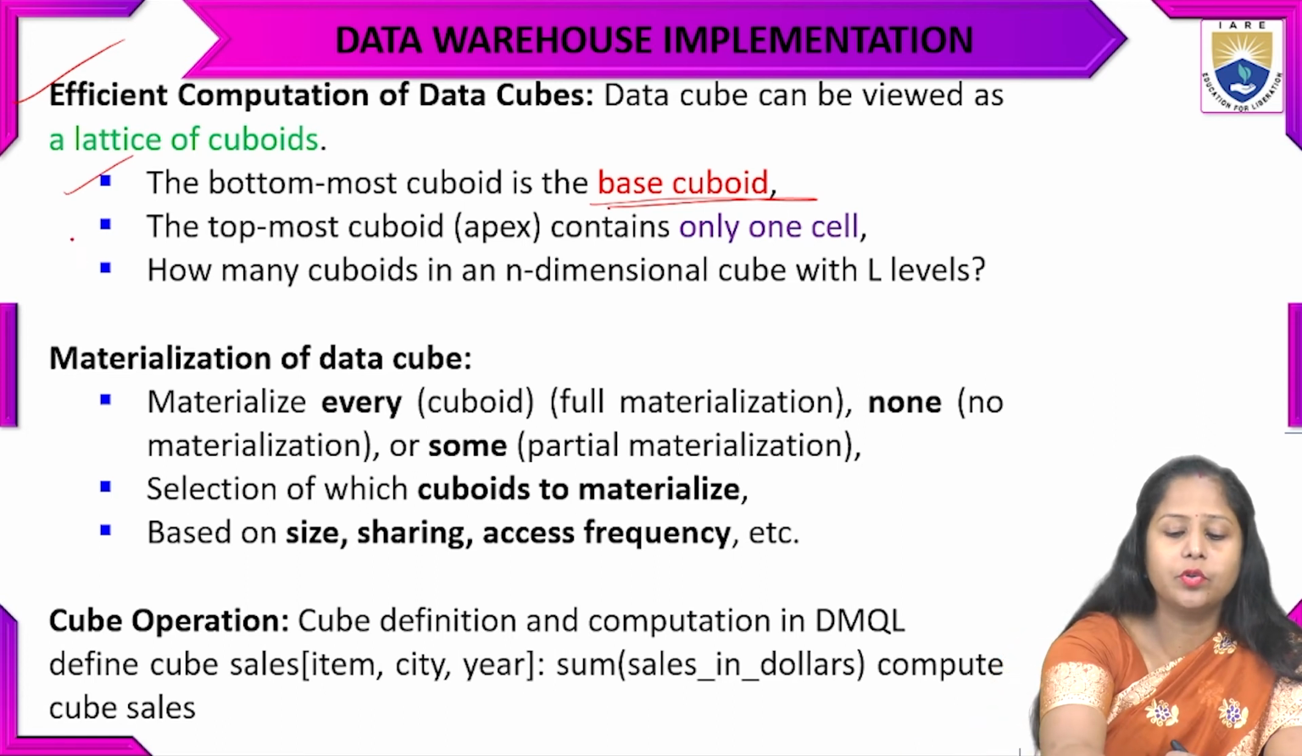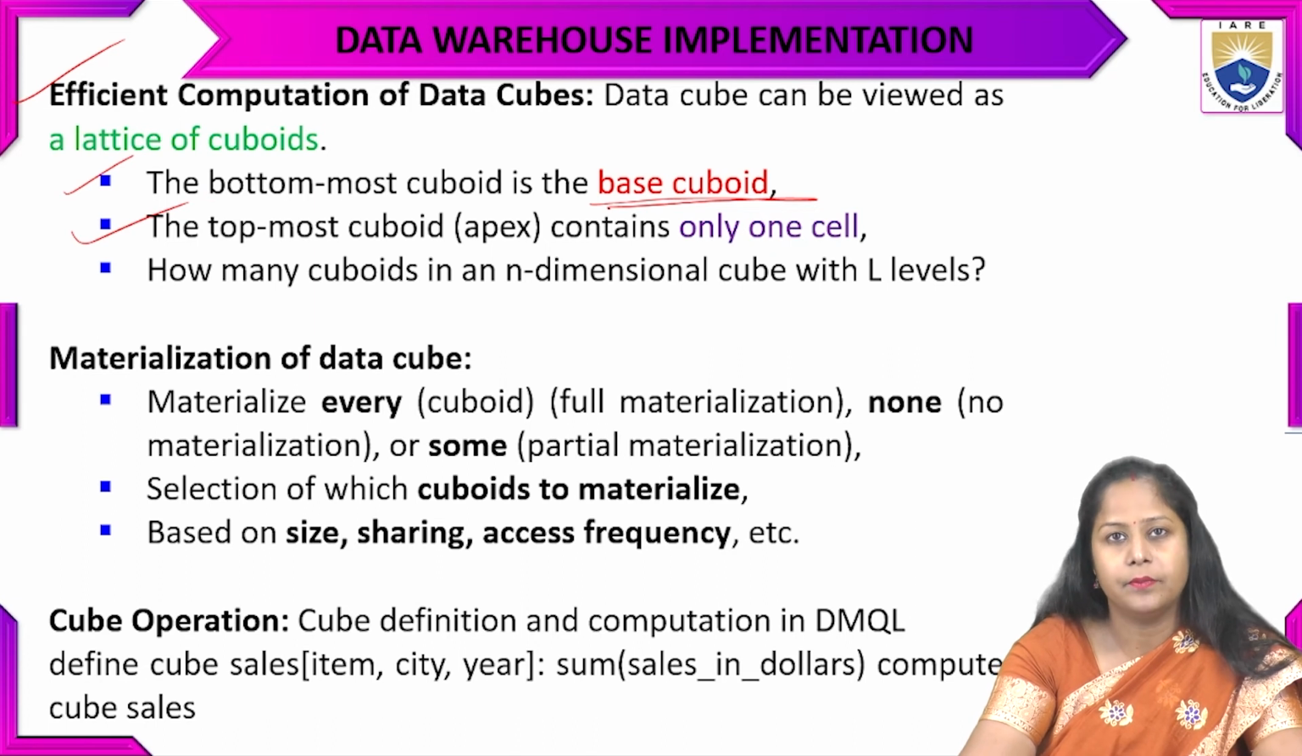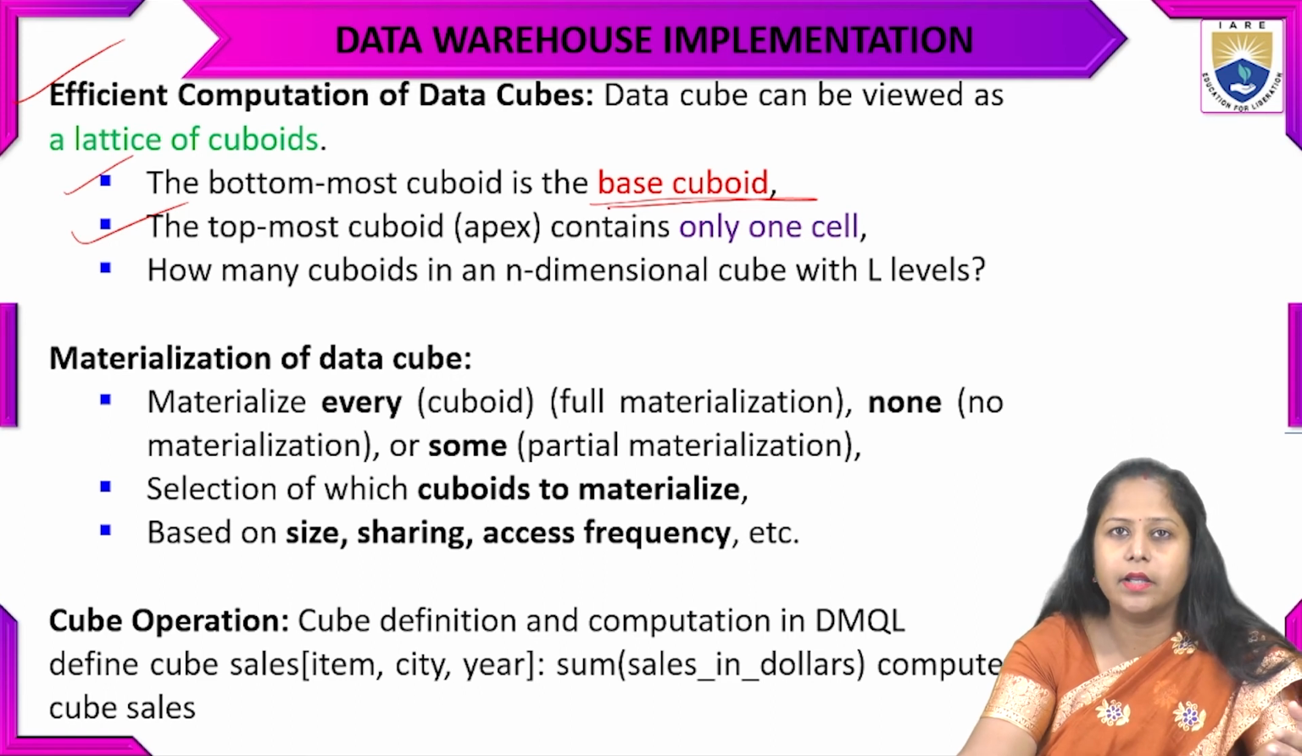The topmost cuboid, the apex, contains only one cell. How many cuboids will there be in a multidimensional cube with L levels, we need to find out. So for the efficient computation of data cubes, we need to know about the base cuboid and the cells, and how many cuboids we have for the multidimensional data.